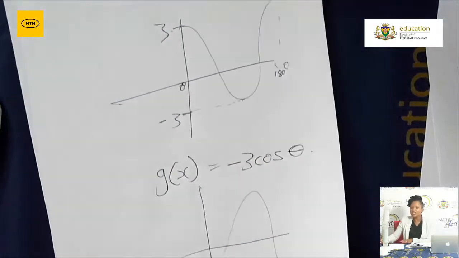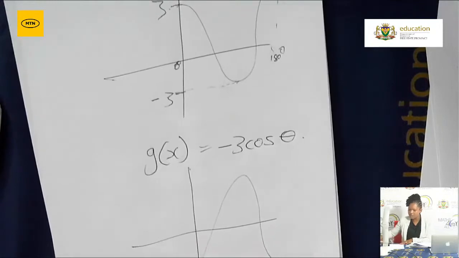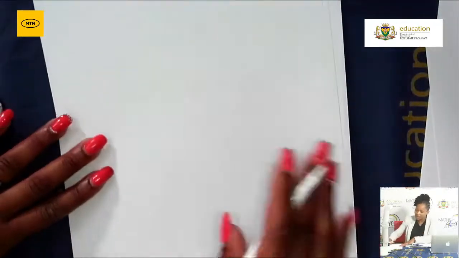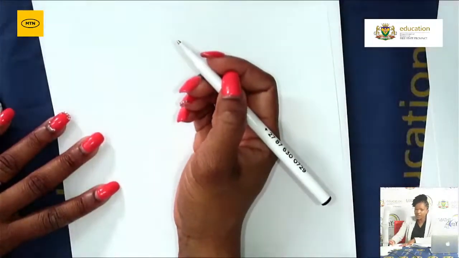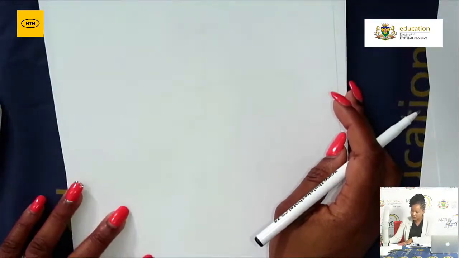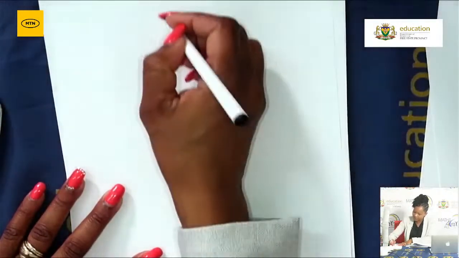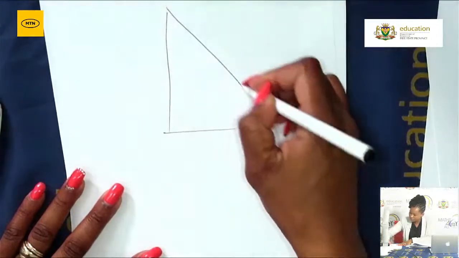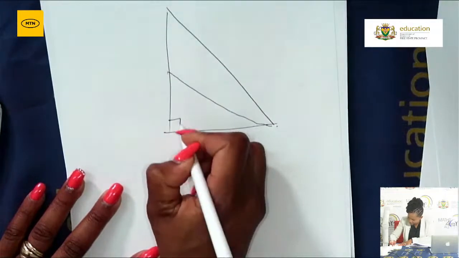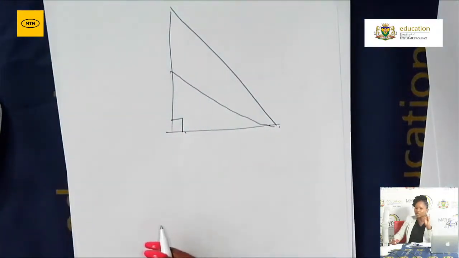So function sketching is very important because once you are grounded in sketching, you will be able to interpret your function. In trigonometry, we also have 2Ds and 3Ds. So when it comes to 2D and 3D, this is where you need to remember the sine rule, cosine rule, and area rule.